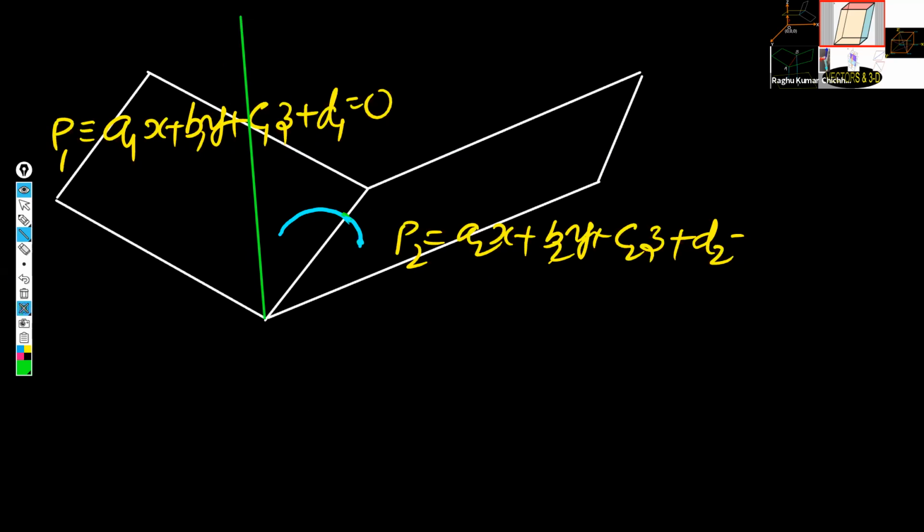This will now be bisecting the angle between these two. This is the plane which is bisecting the angle between them. Then how do we understand this? Let me show you that.